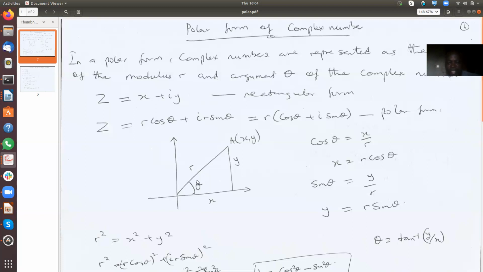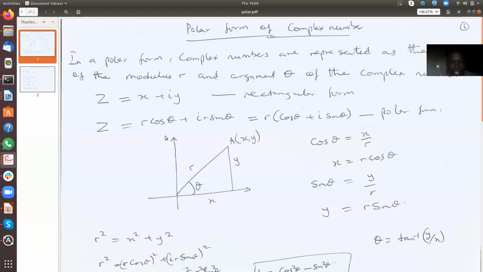If we say sin theta now, sin theta is opposite over hypotenuse. You can see Y over R. If you cross multiply, you have your Y equal to R sin theta. If you replace Y here with this, you have this. The same thing for cos. X adjacent over hypotenuse, you have this. If you replace X here with this, you have this. So we have transformed the rectangular form to the polar form.